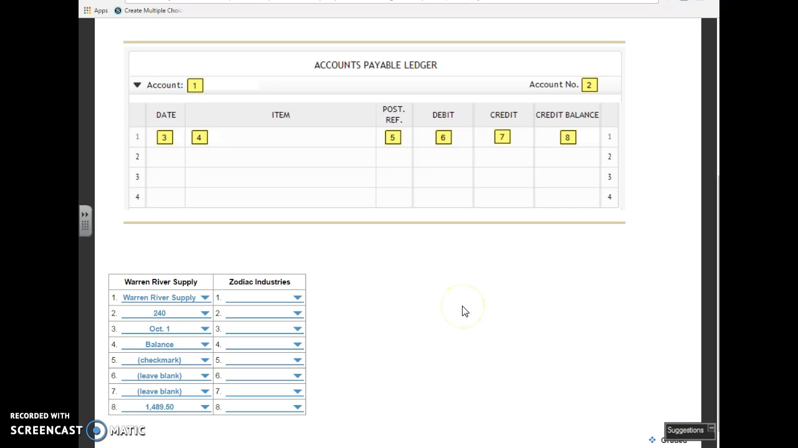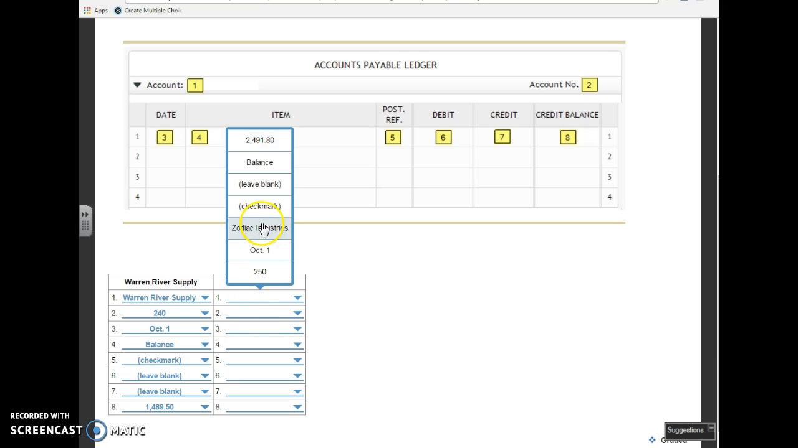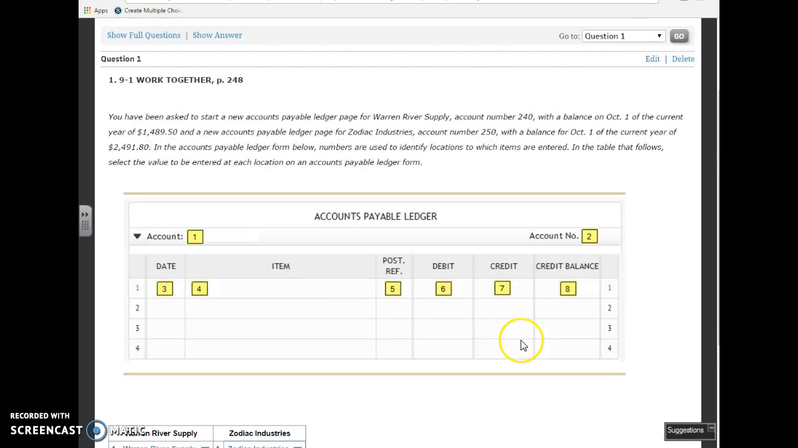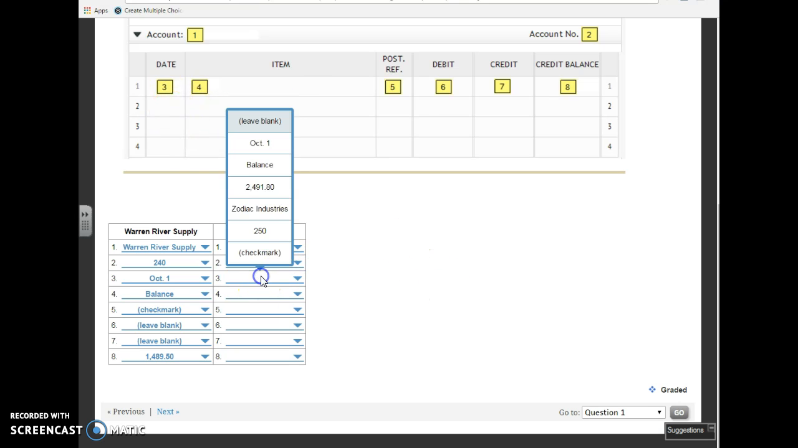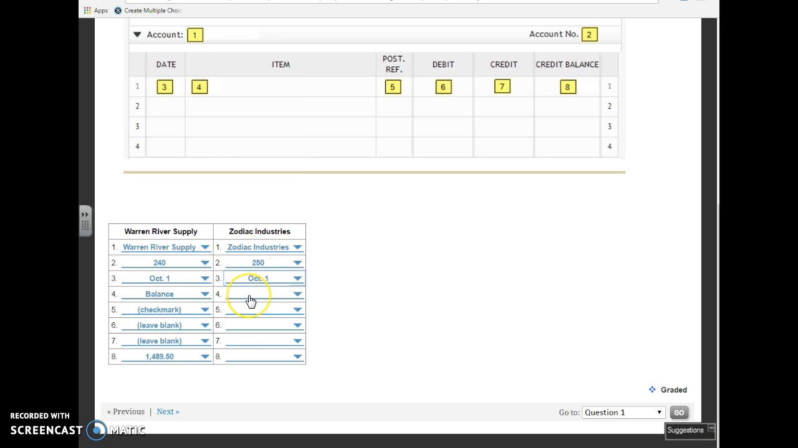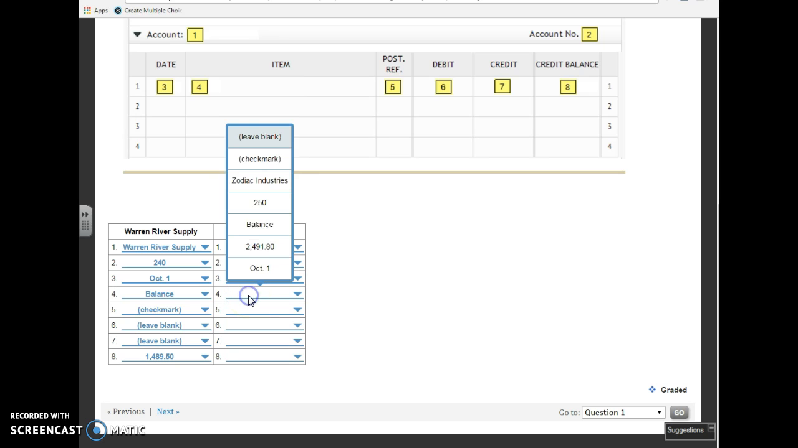Now we're going to do the same thing, except just with a different company. So again, number 1 here, we're doing it for Zodiac Industries. They told us up top, again, that the account number was 250. Number 3, we're using that same date of October 1st. Number 4, again, we're writing in balance.